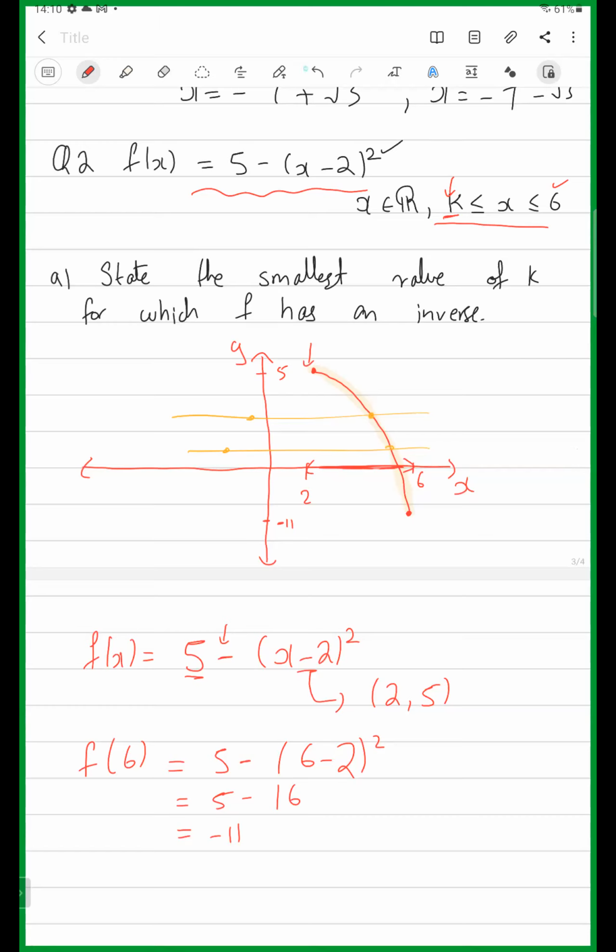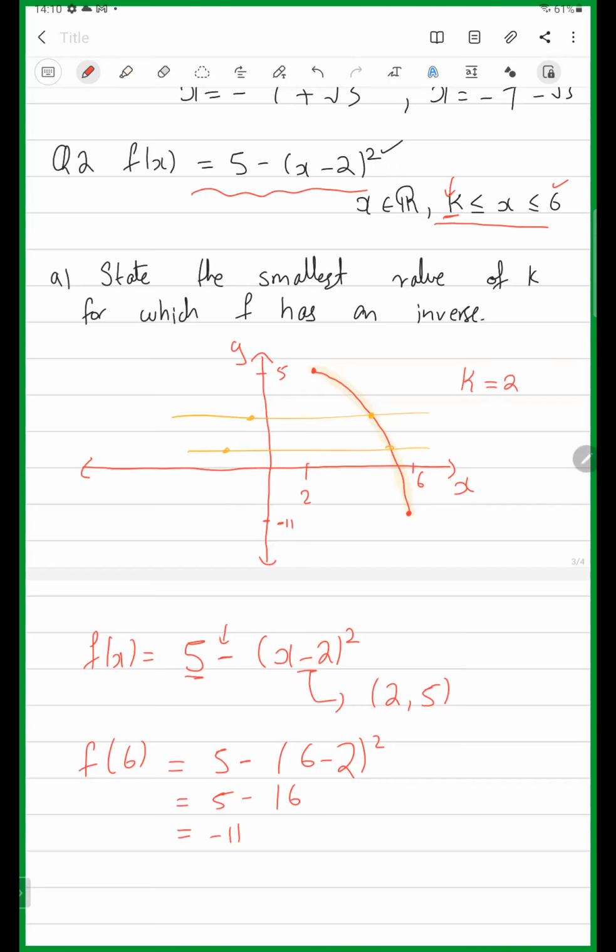But if I talk about this part, or if I talk about the entire graph or the entire sketch, I can clearly see that it's many to one. In order to have the inverse, it must be one to one. So this is the idea. Now I know that for k equals 2, this is going to have an inverse. So it would be k is equal to 2.